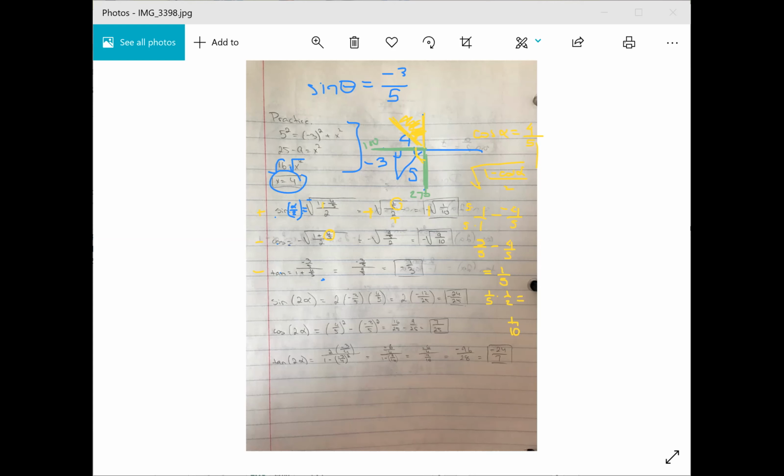Based on the quadrant, in this case all of our angles are falling into the second quadrant. Because they're falling into the second quadrant, sine is positive in the second quadrant, so you don't have to worry about it being negative.